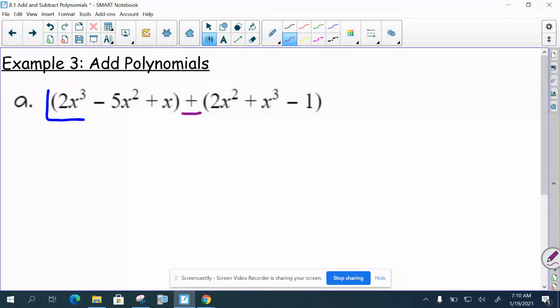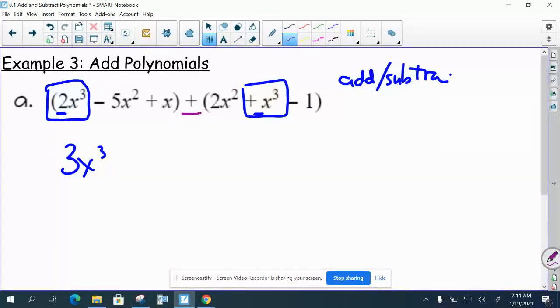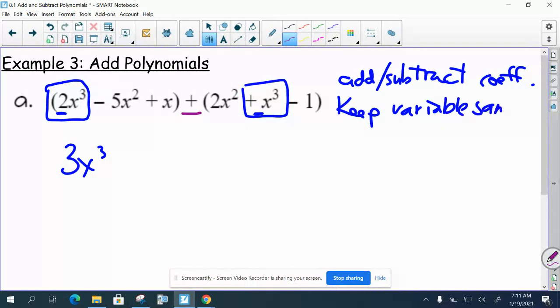So for the 2x to the third, sometimes I like to just write the whole problem down and then box or circle or star the ones that are like terms so I can combine them. So 2x to the third plus x to the third would be 3x to the third. So what we're doing when we add them is we're adding the coefficients and we keep the variables the same. So add or subtract coefficients and keep the variable the same.